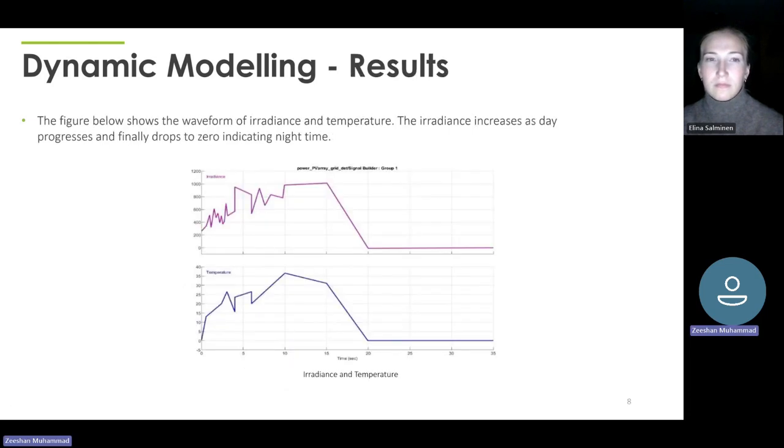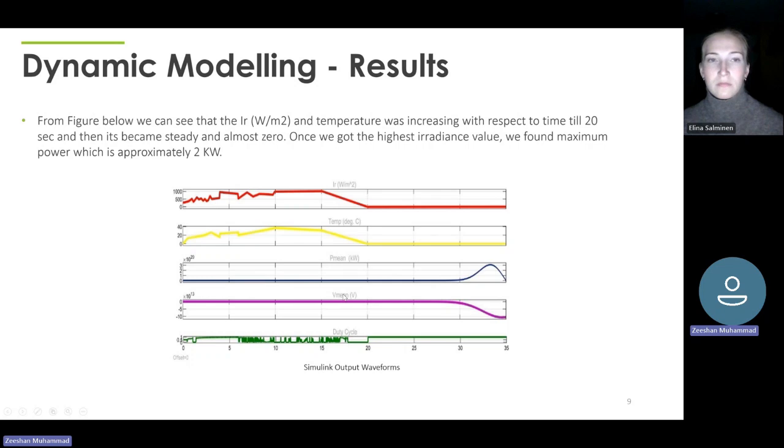So these are the results. The figure below shows the waveform of the radiance and temperature. The radiance increases as day progresses and finally drops to zero, indicating nighttime. This is the output waveforms for the power. We can see that as the radiance and temperature increases, the power increases and goes to a maximum value of approximately 2 kilowatts.